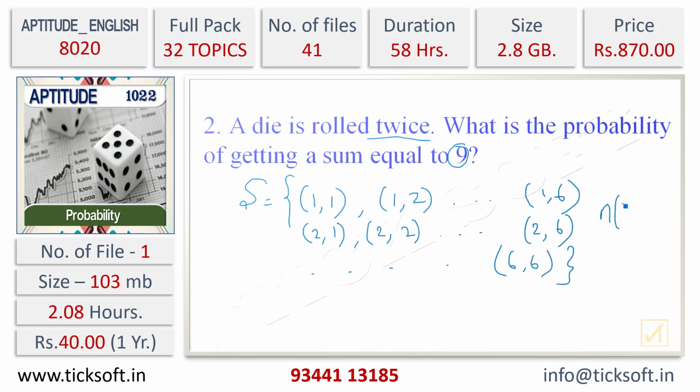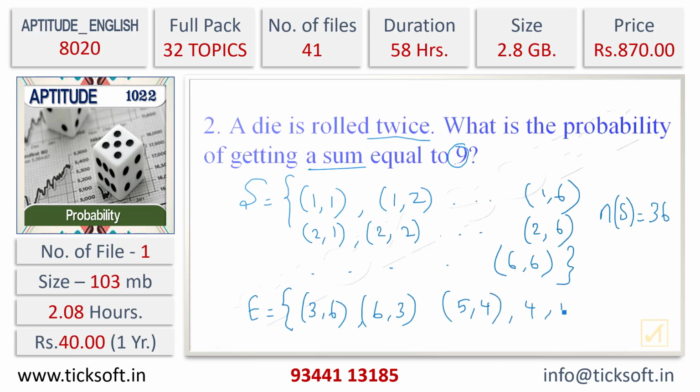So here n of S will be equal to 36. Now we have to find out the probability of getting a sum equal to 9. So here we are going to find out the number of elements of the event E. That is, if we take the event as E, then E consists of the terms (3,6), (6,3), (5,4) and (4,5).